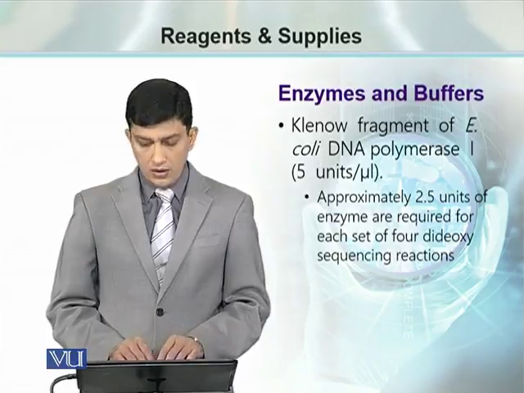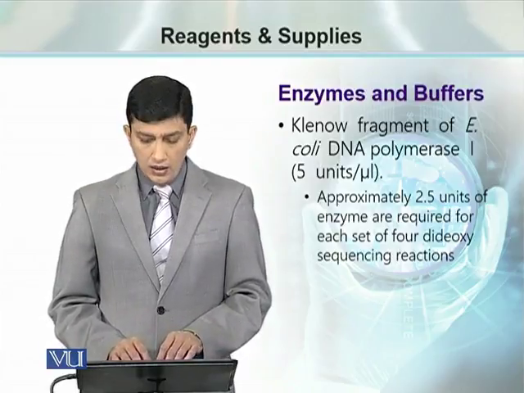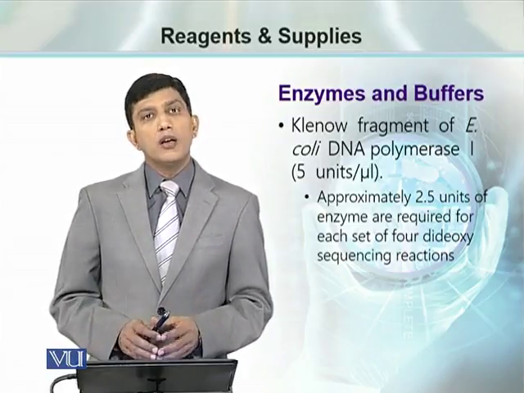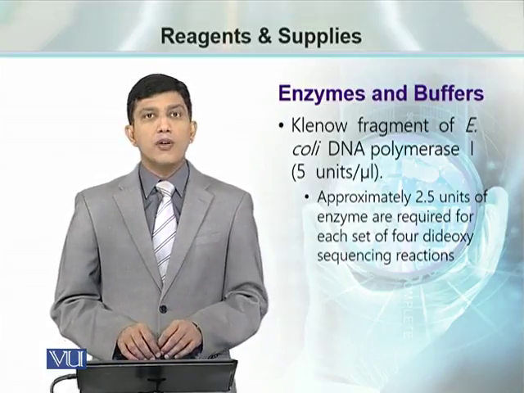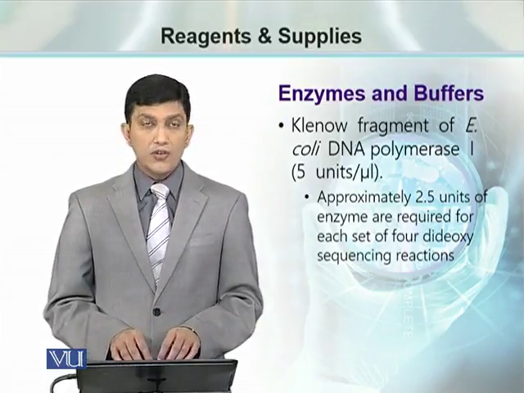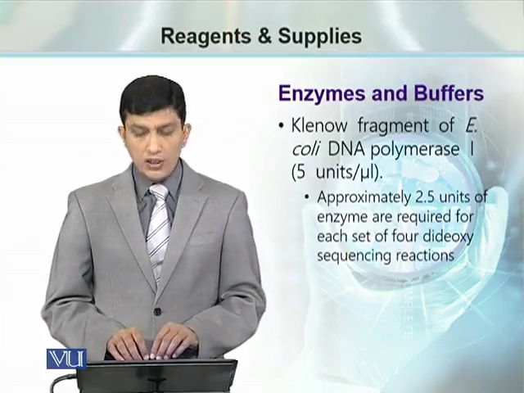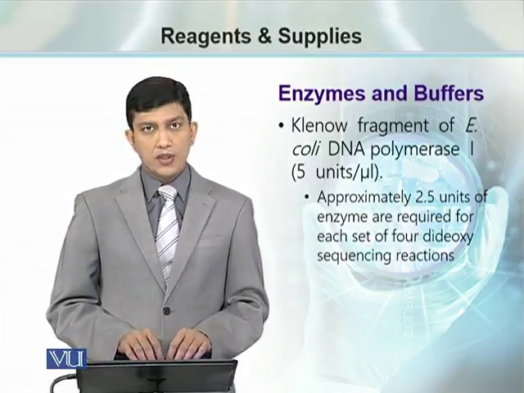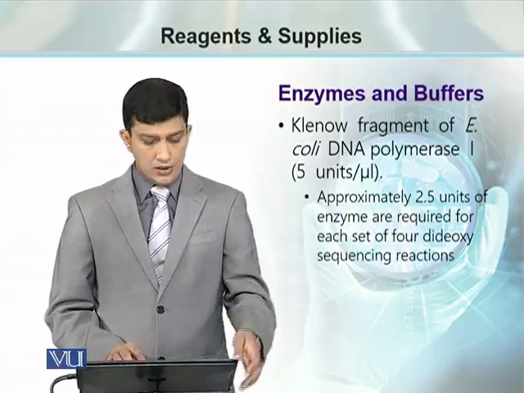In enzymes, Klenow fragment from E. coli is going to be used. As this is part of the DNA polymerase 1, so this is the modified DNA polymerase 1, only Klenow fragment at a concentration of 5 units per microliter is available. We will need 2.5 units for each set of the 4 reaction mixtures. That is the 4 reaction mixtures of G, C, A and T reactions.